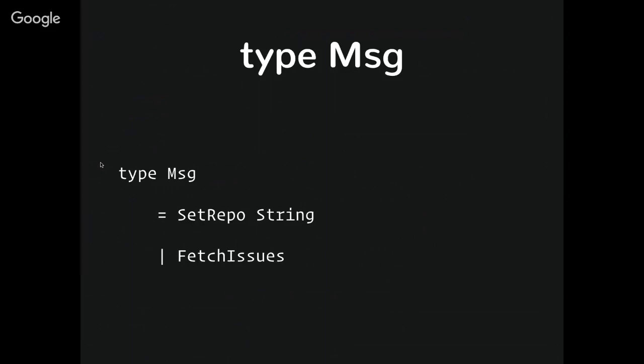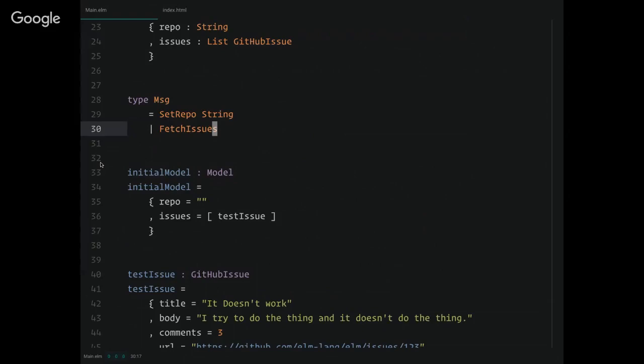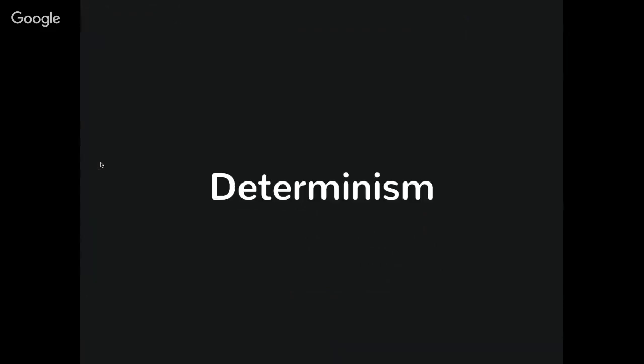So we're going to declare a message type for our application. We're going to say that a message is a set repo operation that accepts a string, or it's a fetch issues operation. Those are the two things that our application is allowed to do. It just looks like that. And this sort of concept is done for determinism. We can tell everything that our Elm application can do when it's compiled.